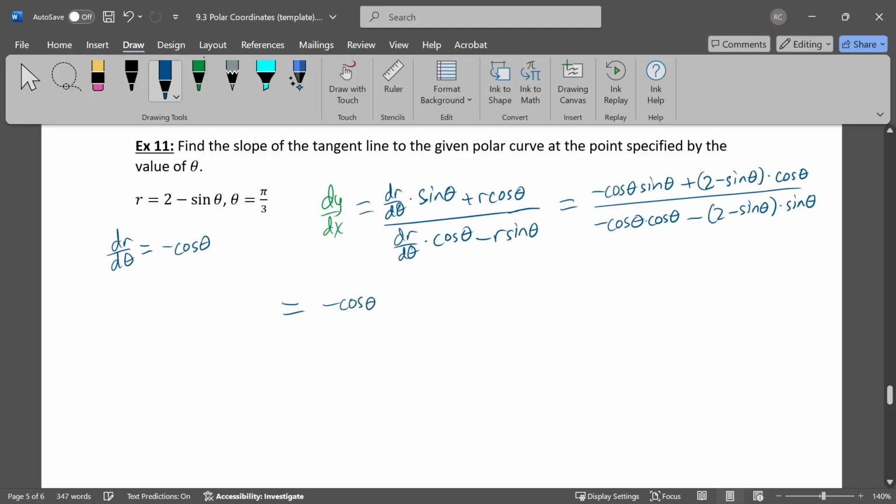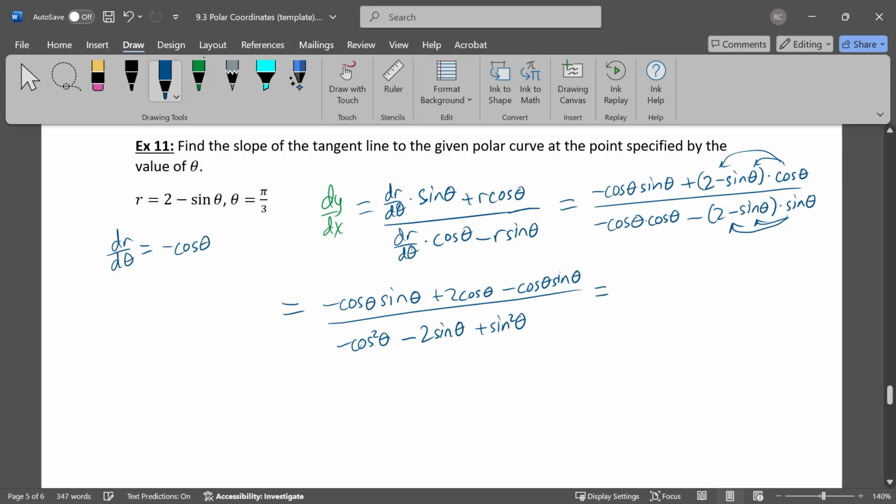Okay, so up top here, we'll leave the first term alone. Now we'll distribute this cosine of theta, so we get 2 cosine of theta minus cosine of theta sine of theta, over. Down here we get negative cosine squared of theta. We're going to distribute this sine, and since there's a negative in front, the first term will become negative 2 sine of theta. And the second term was negative, but the second negative will make it positive, so that becomes plus sine squared of theta. Okay, and I'll just clean this up slightly. We've got negative cosine theta sine theta, negative cosine theta sine theta, that's negative 2 cosine theta sine theta, plus 2 cosine of theta, over negative cosine squared of theta minus 2 sine of theta plus sine squared of theta.